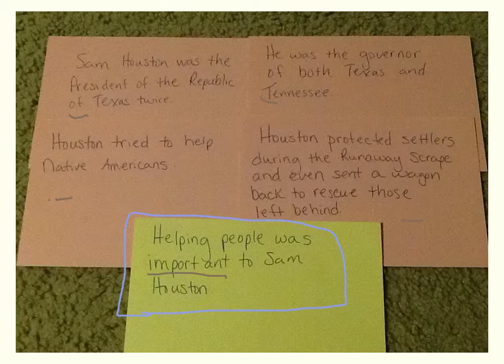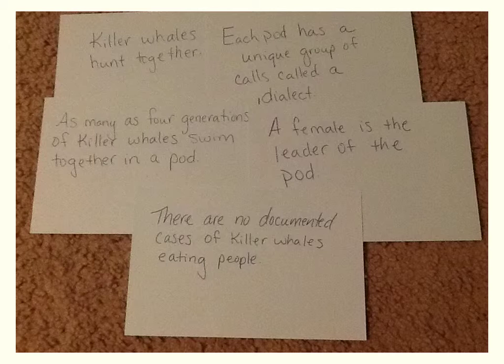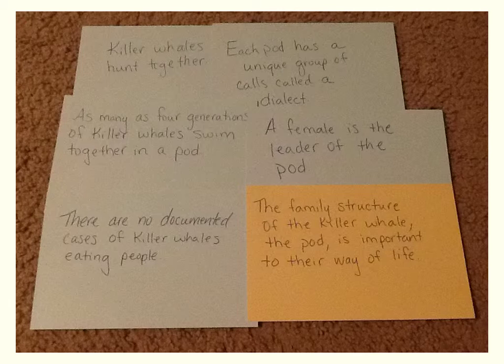Let's look at another research project for an example. Killer whales hunt together. Each pod has its own unique group of calls called a dialect. As many as 4 generations of killer whales swim together in a pod. A female is the leader of the pod. There are no documented cases of killer whales eating people. Now again, as a researcher, it's my job to look at these things and form my own opinion from these facts. One possible opinion would be the family structure of the killer whale, the pod, is important to their way of life. Now when I look at my research, again, I am using the word important as my opinion word here, and I want to look and see which one of these facts would help me prove that the pod is important to the way of life.